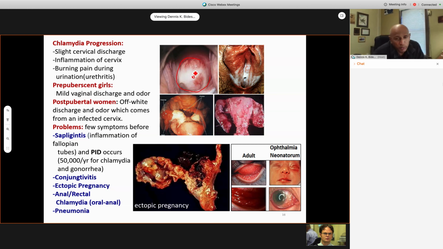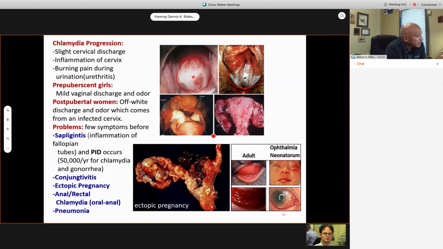Has a foul smell to it. It tends to be milky white. It's not very thick, and that's important because when we look at gonorrhea in a second, we see a very different characteristic of that discharge. All right? Okay, so this is what we see for a female specimen. You see that milky white discharge. You can see here in the female external genitalia, it's the same type of discharge.